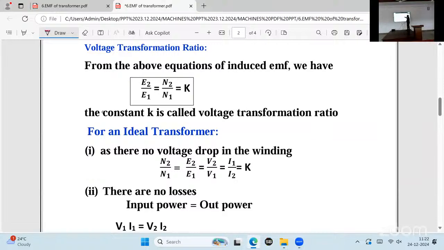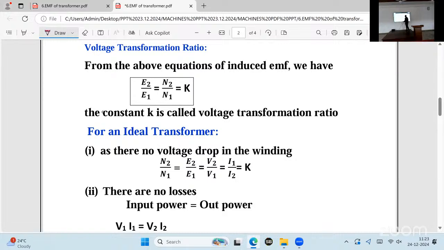If you do this, all will cancel. Frequency will cancel, phi m will cancel, and finally N2 by N1 remains. E2 is 4.44 F into N2 into phi m, and E1 is 4.44 F into N1 into phi m. 4.44 cancels, F cancels, phi m cancels. Last is N2 by N1. Output by input, E2 by E1. We got this formula. Next formula.